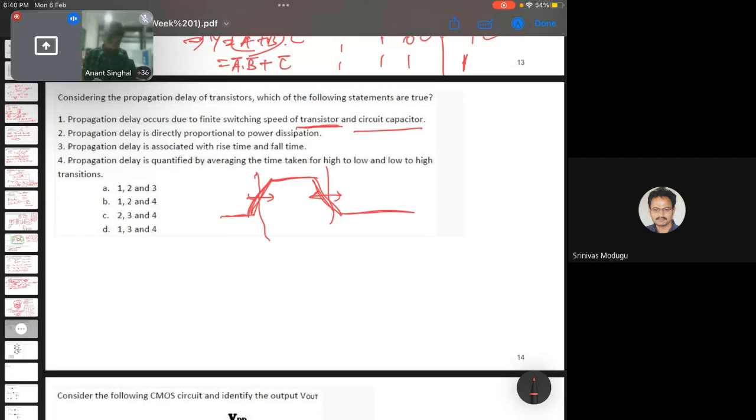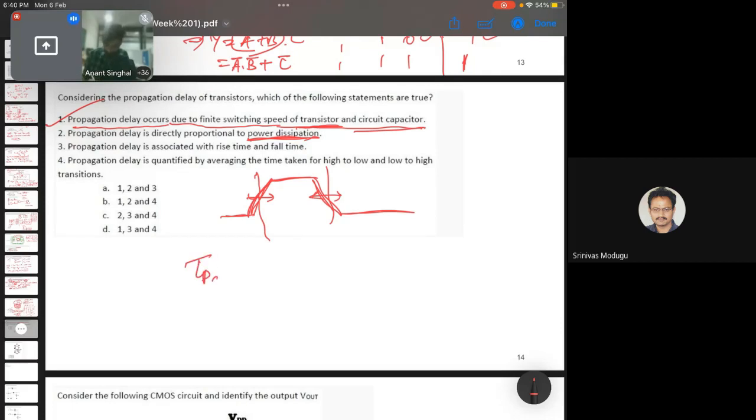So the first option is basically the definition of propagation delay, which is that it occurs due to the finite switching speed and the circuit capacitance. So the first option is correct. And if we talk about propagation delay being directly proportional to power dissipation, we can do this basic check.